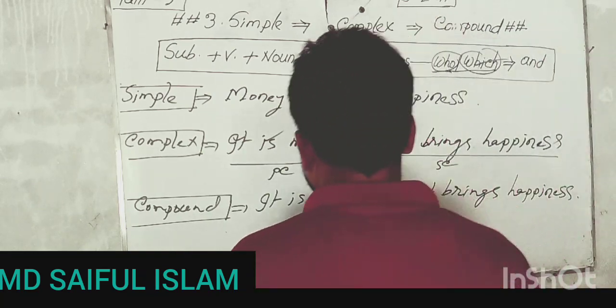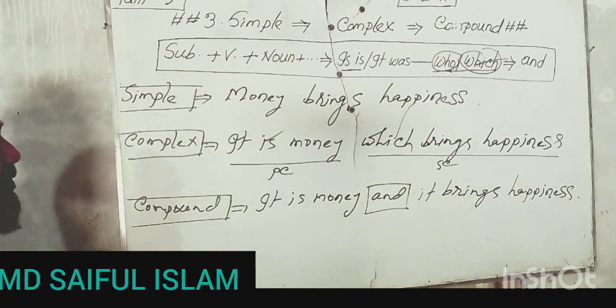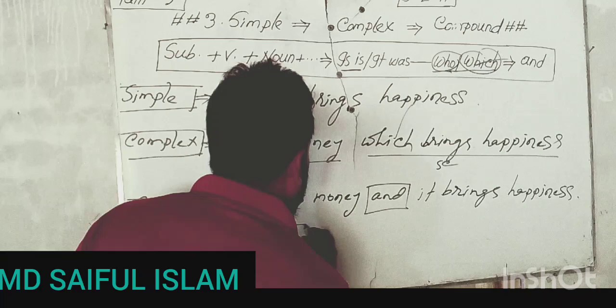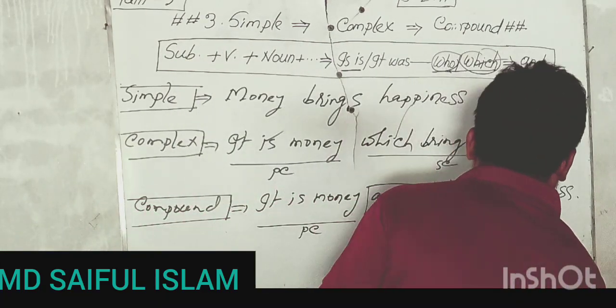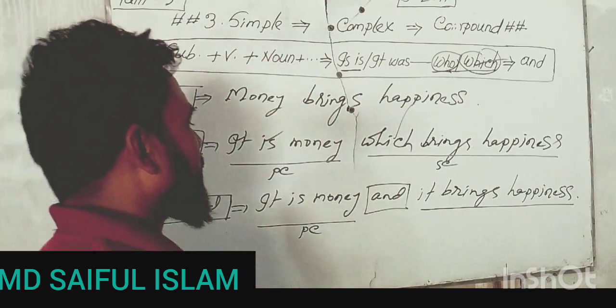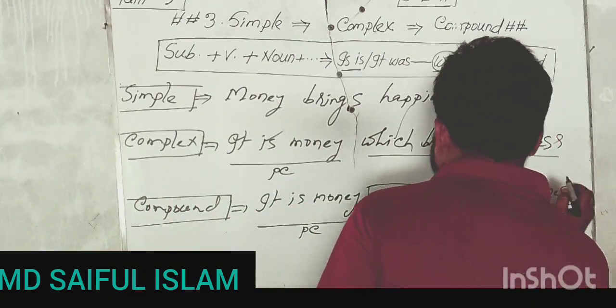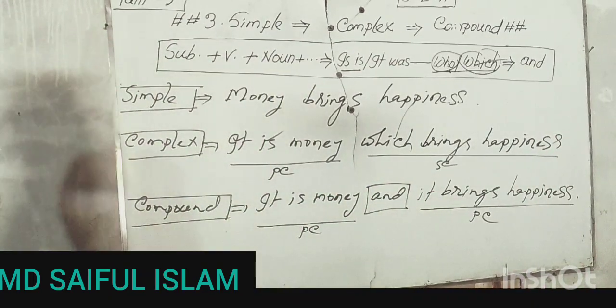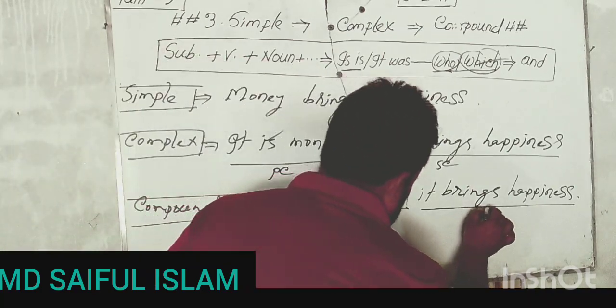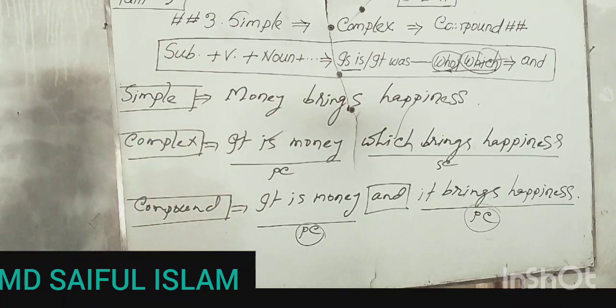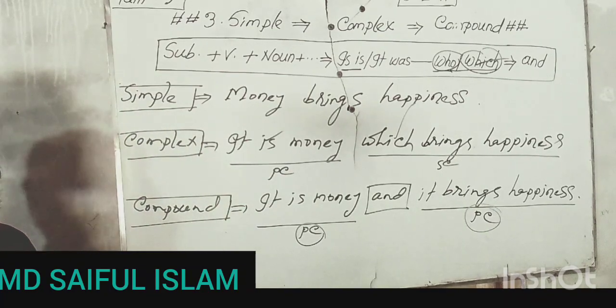So viewers, now try to select the clauses. It is money, of course, principal clause, and it brings happiness, of course, principal clause. And in the definition of compound sentence, you are told that if any sentence is mixed with double principal clause, of course, compound sentence. So viewers, hope that you have understood clearly.